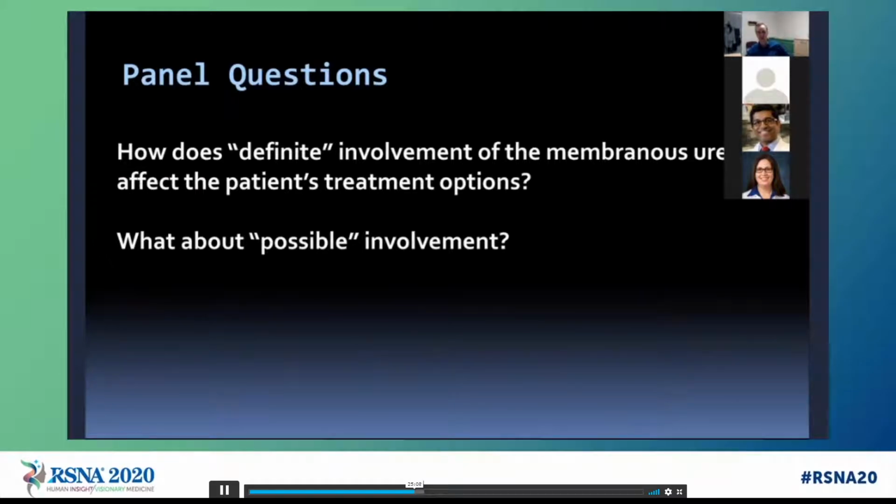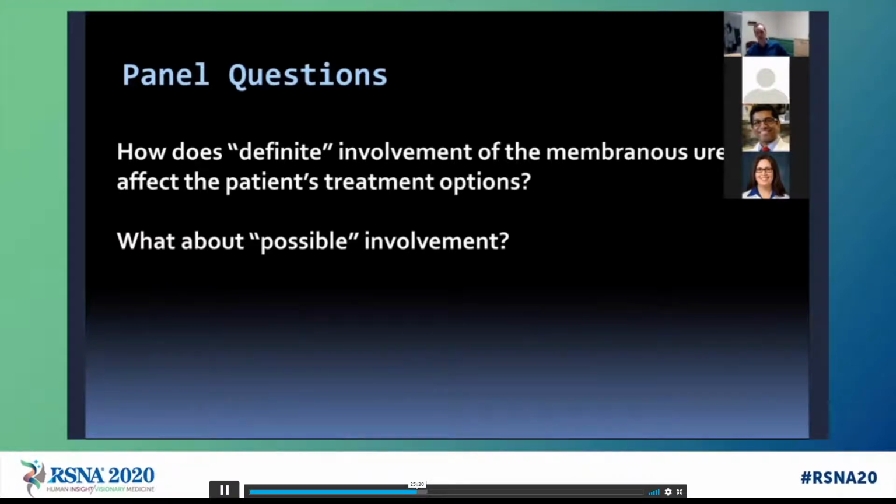Okay, so that was our first two cases. The broad theme there really was the local staging of the gland, the T staging, which is one of the crucial components of the MRI report. So as well as detecting and identifying lesions, we also need to give information on T staging. And sometimes, as was alluded to earlier, we're not so accurate with that.